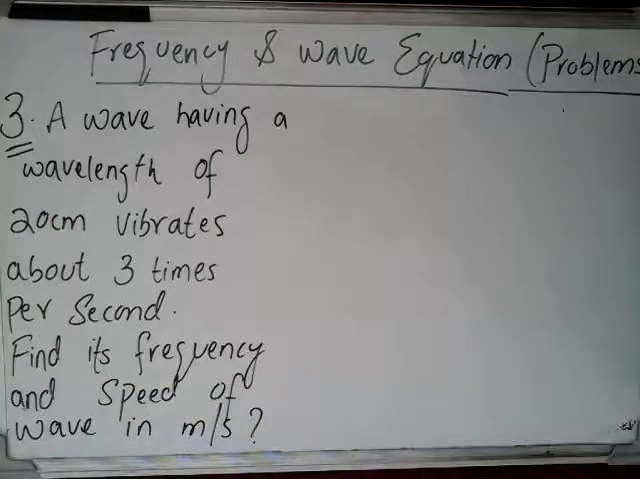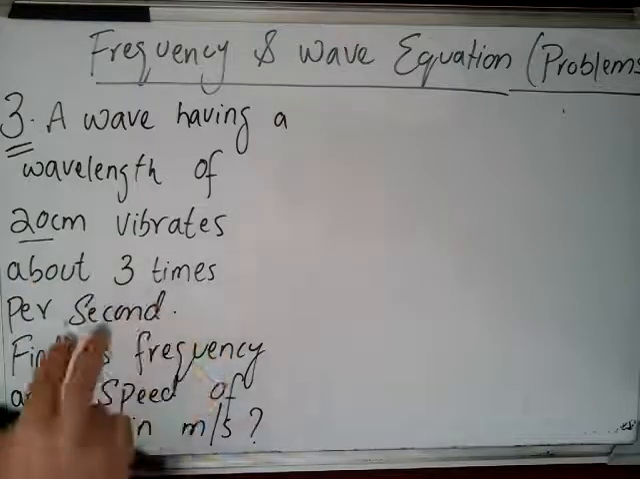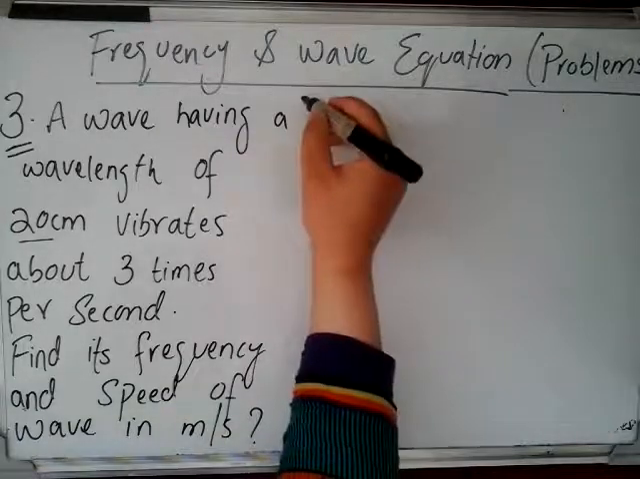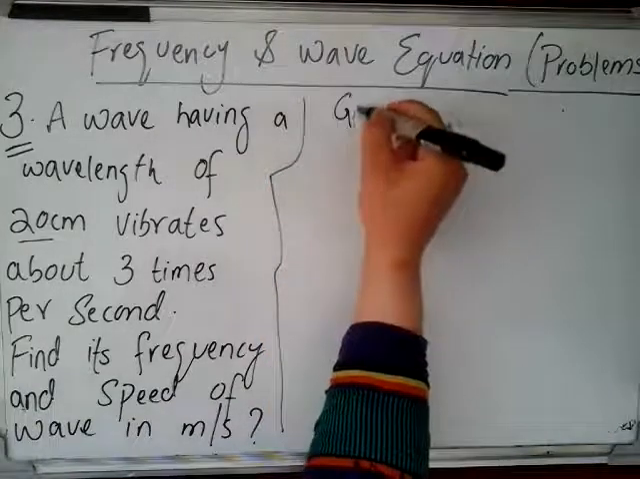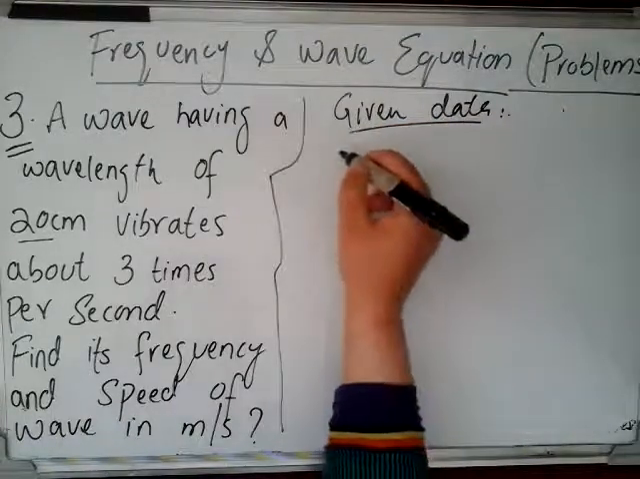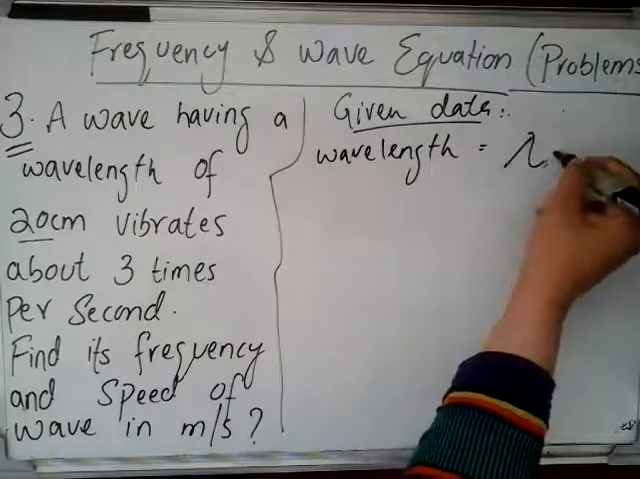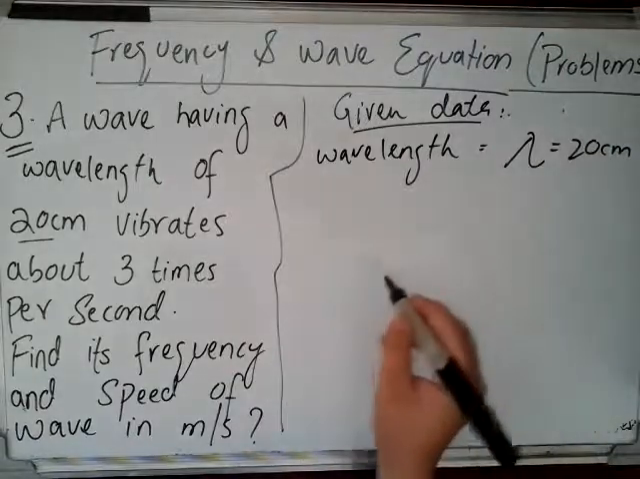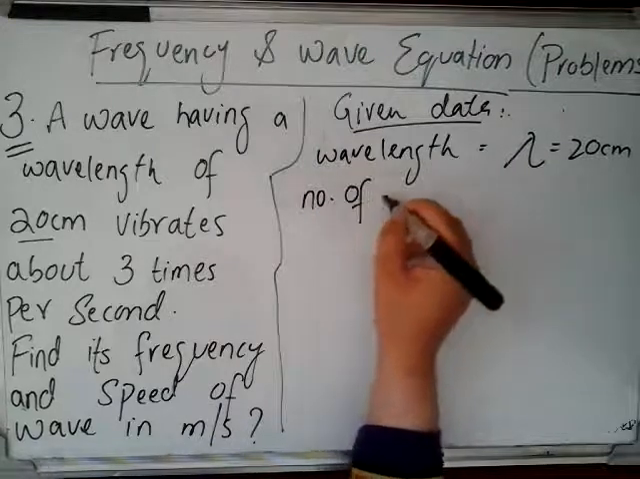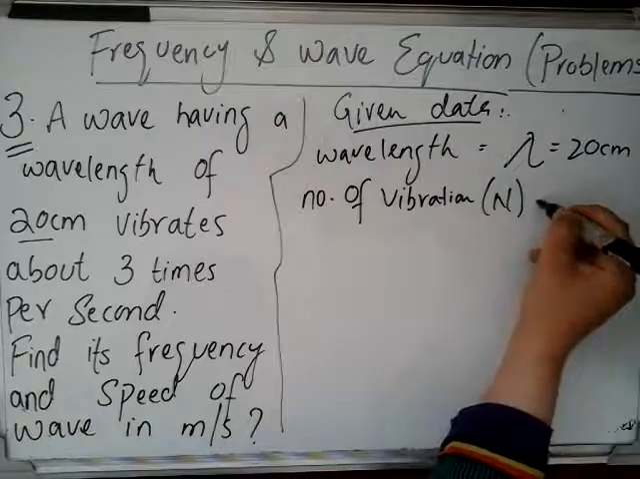There is another question: a wave having a wavelength of 20 centimeter vibrates about 3 times per second. Find its frequency and the speed of the wave in meter per second. So here the given data is that the wavelength, which we denote by lambda, is 20 centimeter, and the number of vibrations, which is also denoted as n, is equal to 3 times.